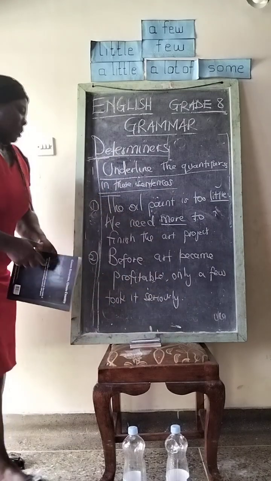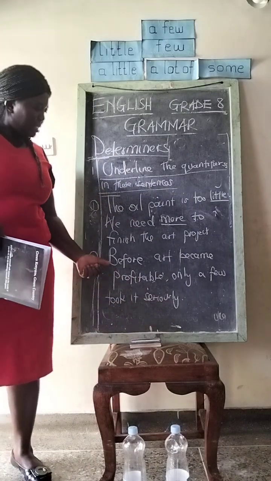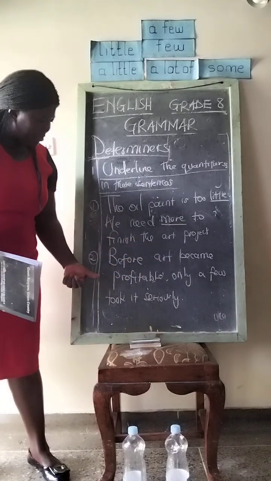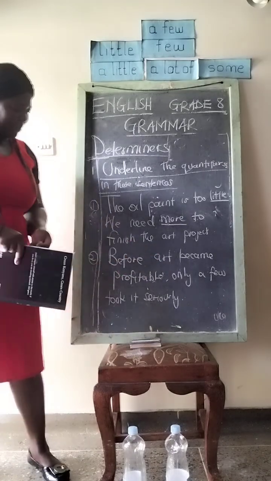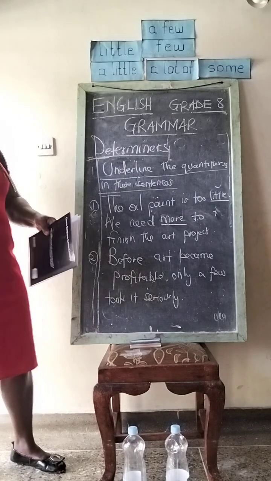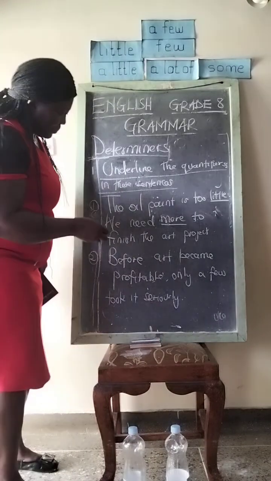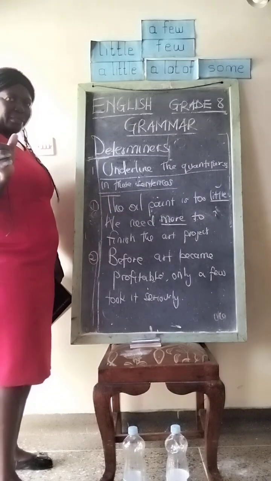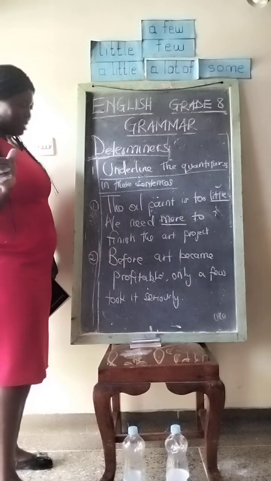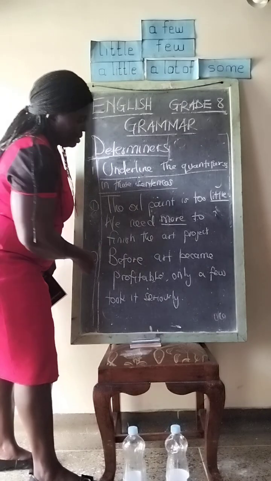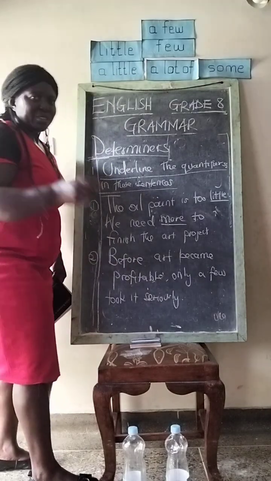Now, the second sentence is, before art became profitable, only a few took it seriously. Someone asked you to identify a quantifier in this case. I hope you have also identified. You can do it with your sister, with your brother, whoever you're watching with. And here, in this case, the quantifier is a few.